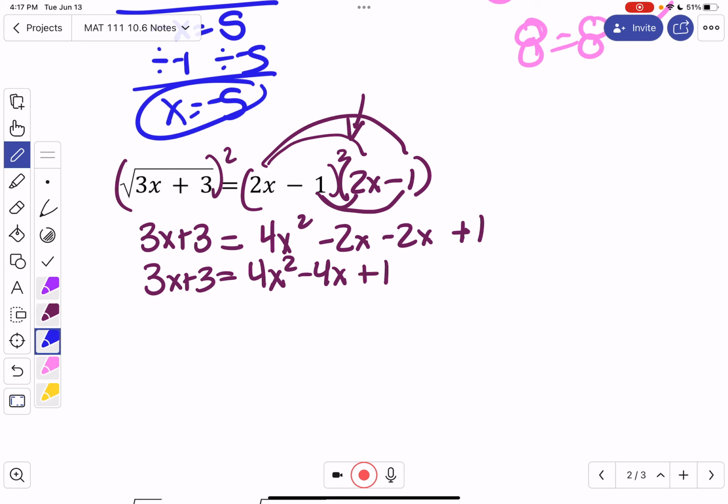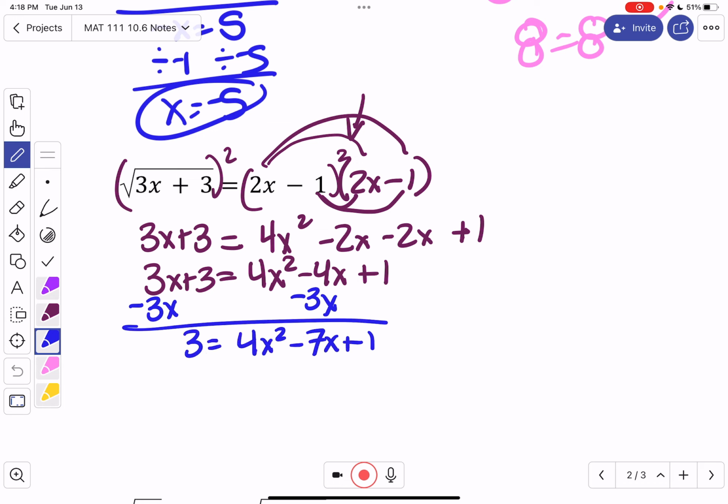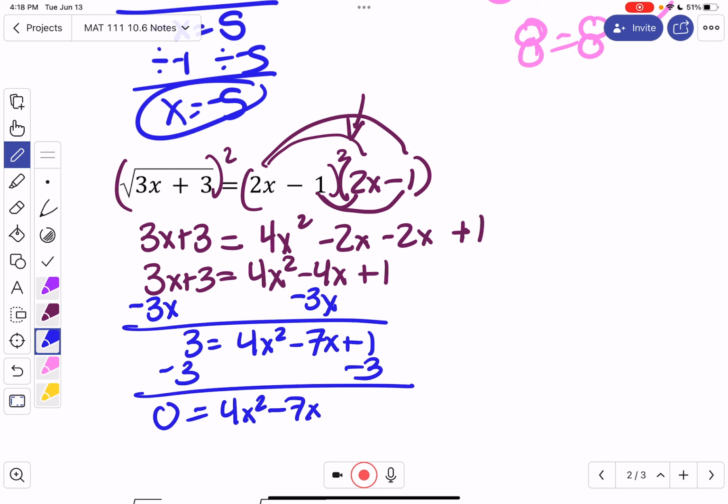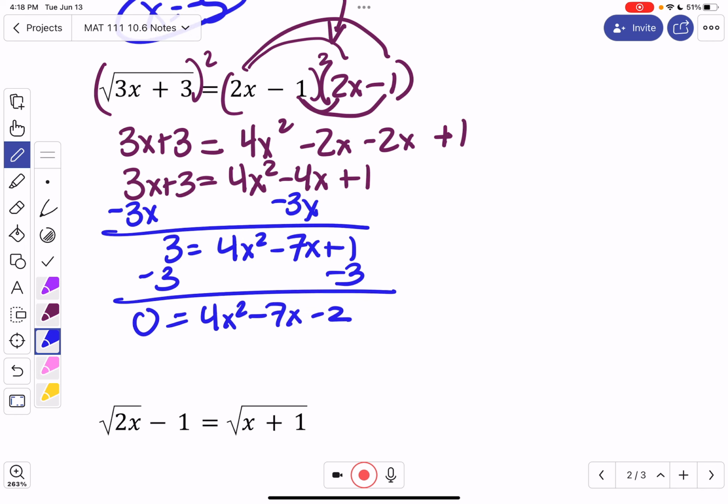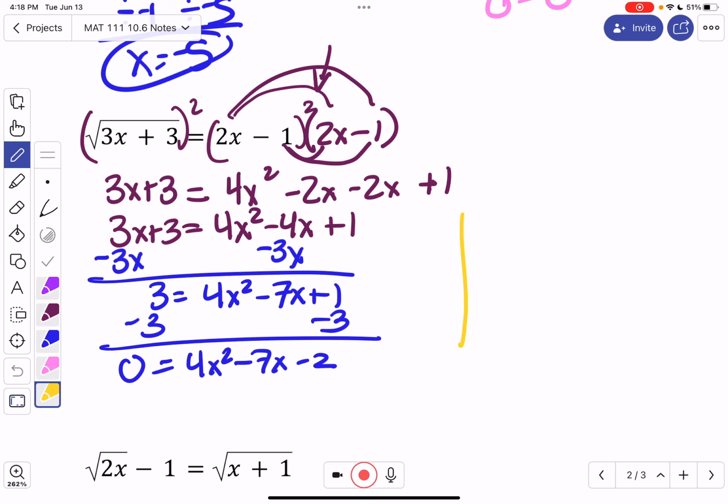Now we solve like normal. So we have a squared. In order to solve, we need to get everything on the same side so we can factor. So I'm going to subtract 3x. So 3 equals 4x squared minus 7x plus 1. And I'm going to subtract 3 so that it equals 0. And 1 minus 3 is negative 2. Now I can tic-tac-toe that.